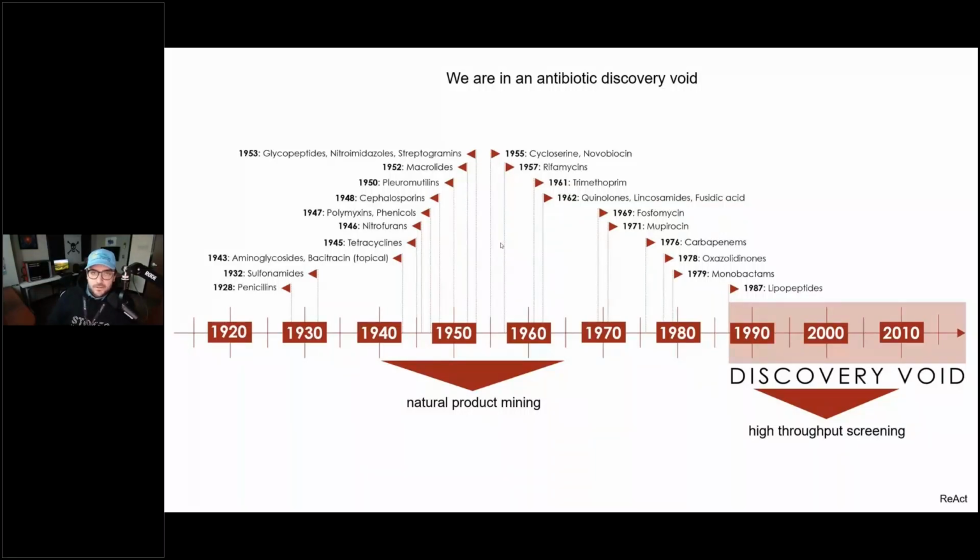So we haven't discovered a fundamentally novel class of antibiotics since the late 1980s. And this discovery void in and of itself is not necessarily a problem, right? We have 20-ish classes of antibiotics, and they worked. The problem is, what accompanies our discovery void is growing antibiotic resistance, right?